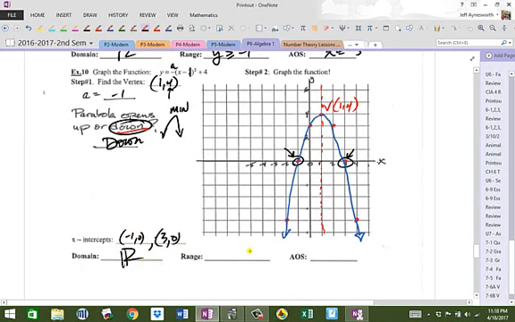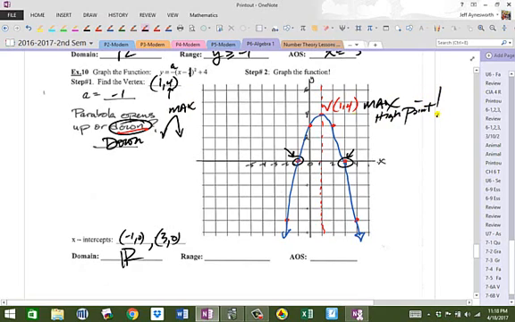Range, or excuse me, domain, all reals, and this is a max. Why did I say min? Sorry, guys. This is a max. It's a high point, right? So I didn't mean to confuse you guys there.